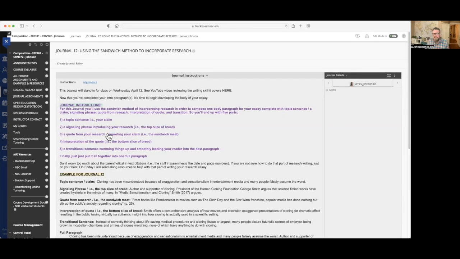It's just doing exactly what we just talked about in terms of writing a paragraph, but using the sandwich method to incorporate research. All right, so the journal instructions say for this journal, you'll use the sandwich method of incorporating research in order to compose one body paragraph for your essay, complete with topic sentence, right? So there's your claim. It's like your argument. Signaling phrase, top slice of bread. Quote from your research, the meat of the sandwich. Interpretation of the quote, the bottom slice of bread. And then transitional sentence or sentences.